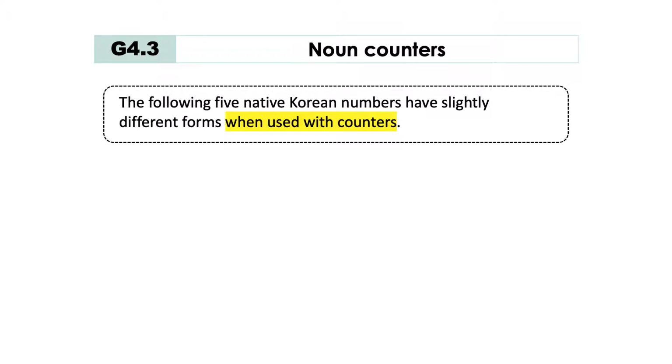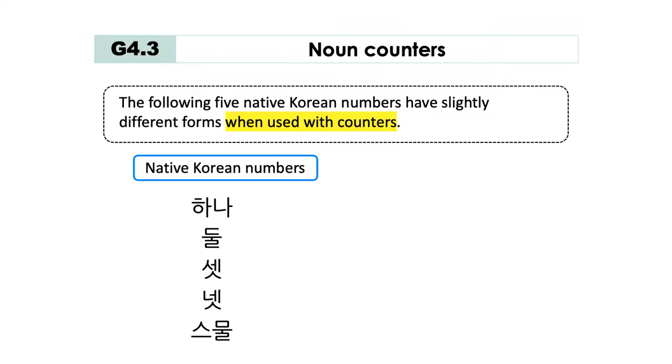When you use this Korean native number system, there are 5 native Korean numbers that go through some changes, especially when used with noun counters. So for example, 하나, 둘, 셋, 넷, and 스물, which is 20, they become 한, 두, 세, 네, 스무, respectively. So we'll just practice with 하나, 둘, 셋, 넷.